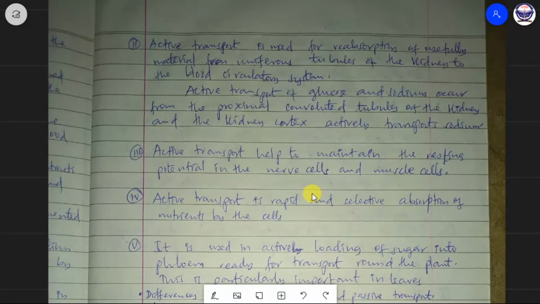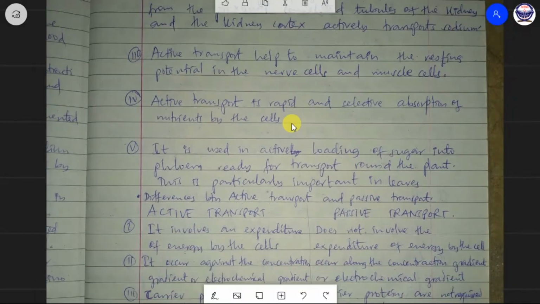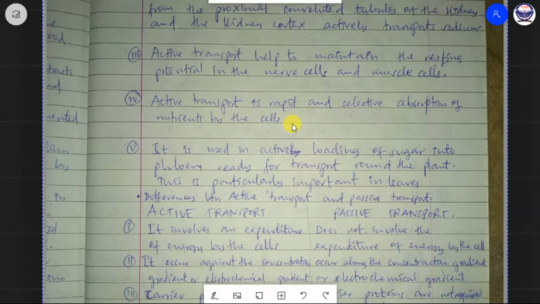Number 4, active transport is the rapid and selective absorption of nutrients by the cell. Number 5, it is used in actively loading sugar into the phloem. We shall see this later, how the loading of sugar into the phloem is by active transport.